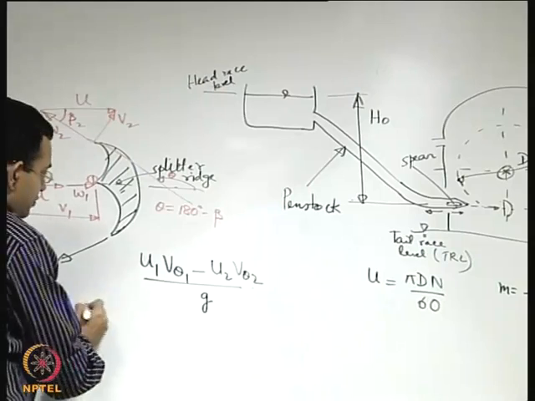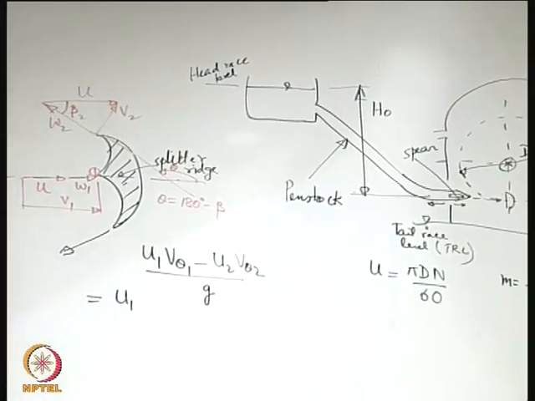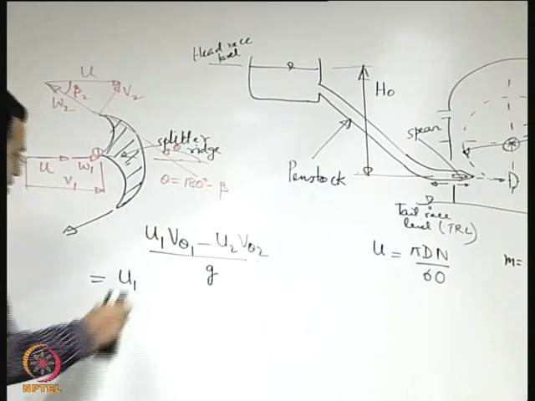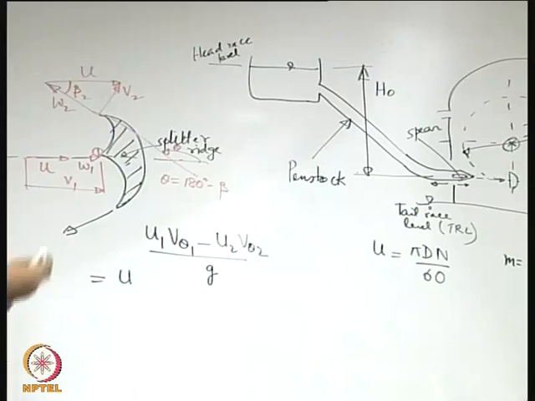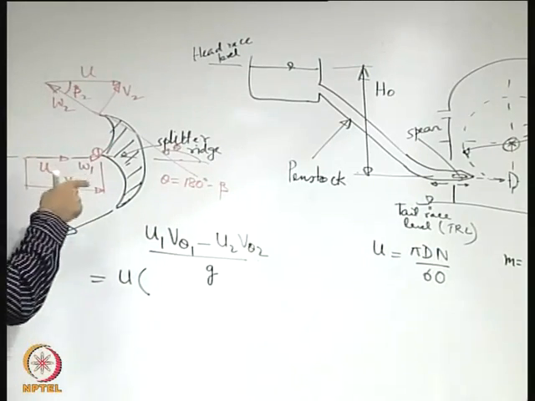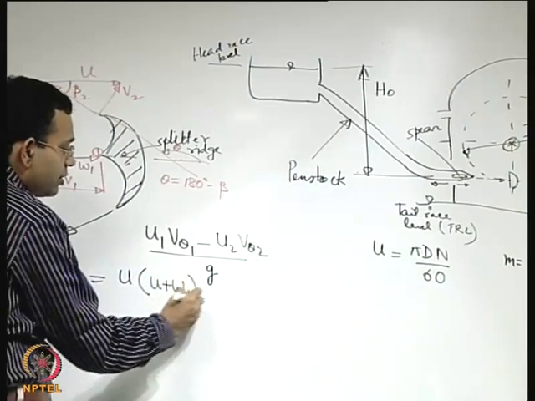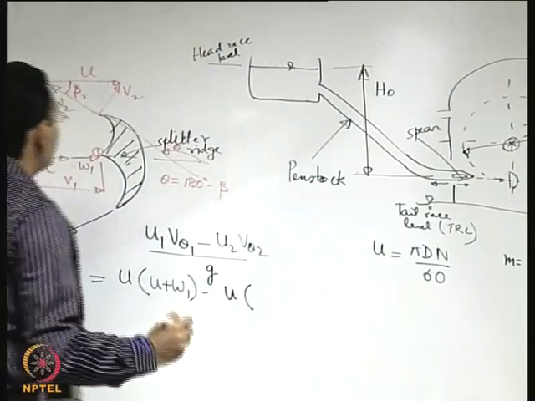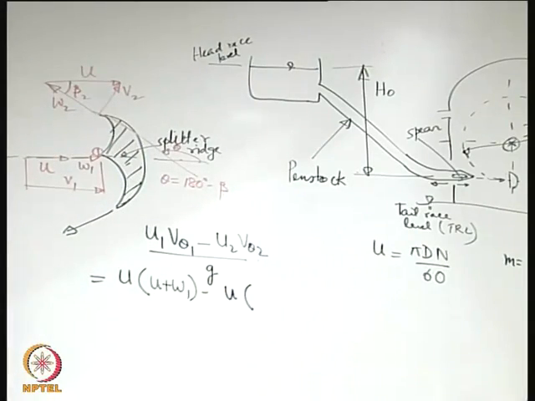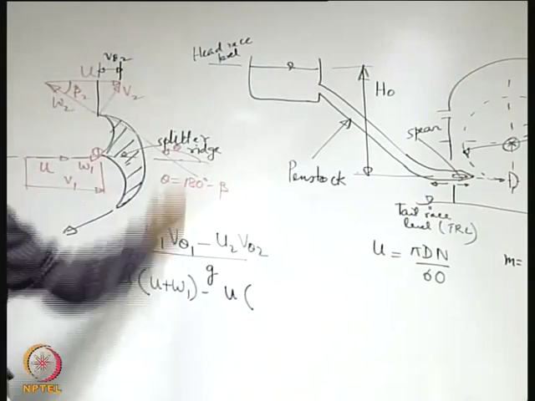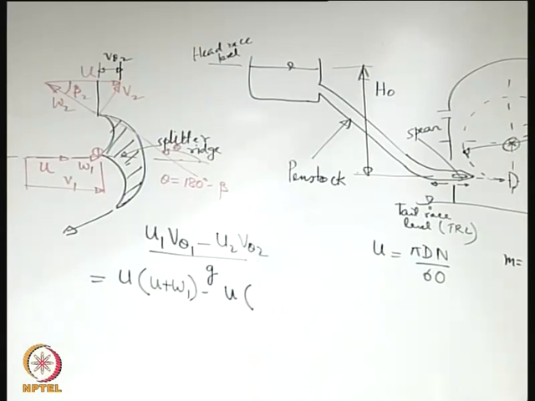So you have u1, what is v theta 1? Let us write u1 and u2 the same as u because they are the same. So in place of u1 we write u, and v theta 1 is the same as v1, that is u plus w1 from the velocity triangle. What is u2? u2 is u. And what is v theta 2? If you consider this triangle, this is v theta 2. So v theta 2 is u minus w2 cos beta 2.